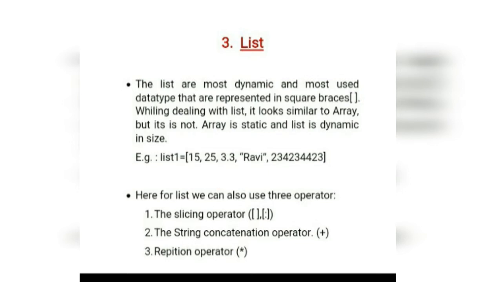My dear friends, we are very familiar with number and string data types, but in Python we have 3 different data types which are new. The first one is the list. The list is the most dynamic and most used data type, represented in square brackets. It looks similar to an array, but it is not, because an array is static whereas a list is dynamic in size. An array has a fixed data type for all its elements, whereas a list has no data type bounding. Here is an example where different data types are enclosed in square brackets and separated by commas.